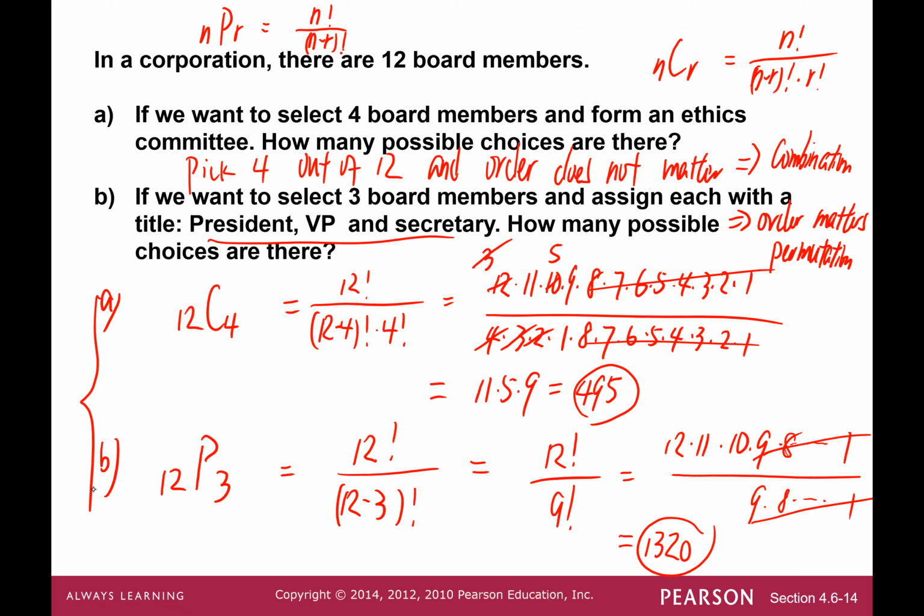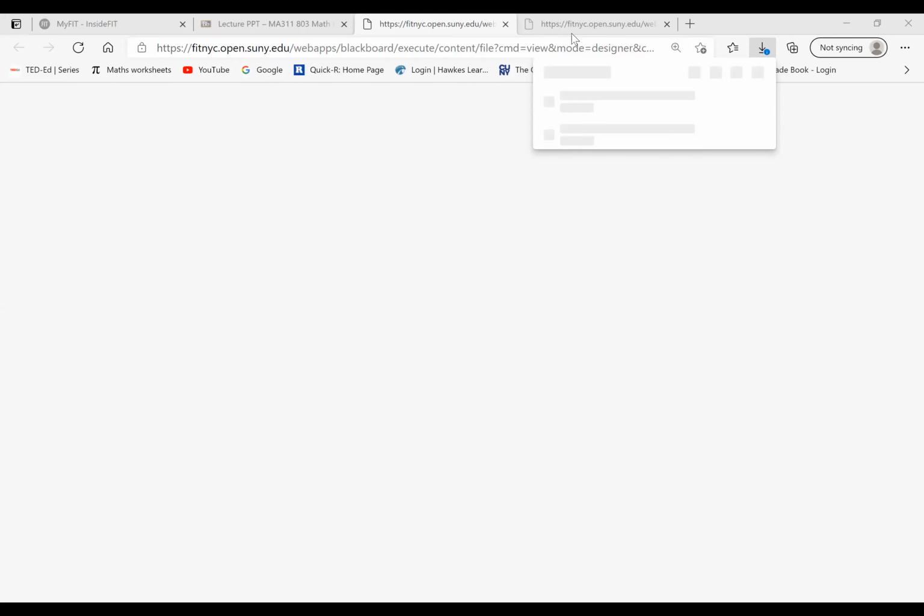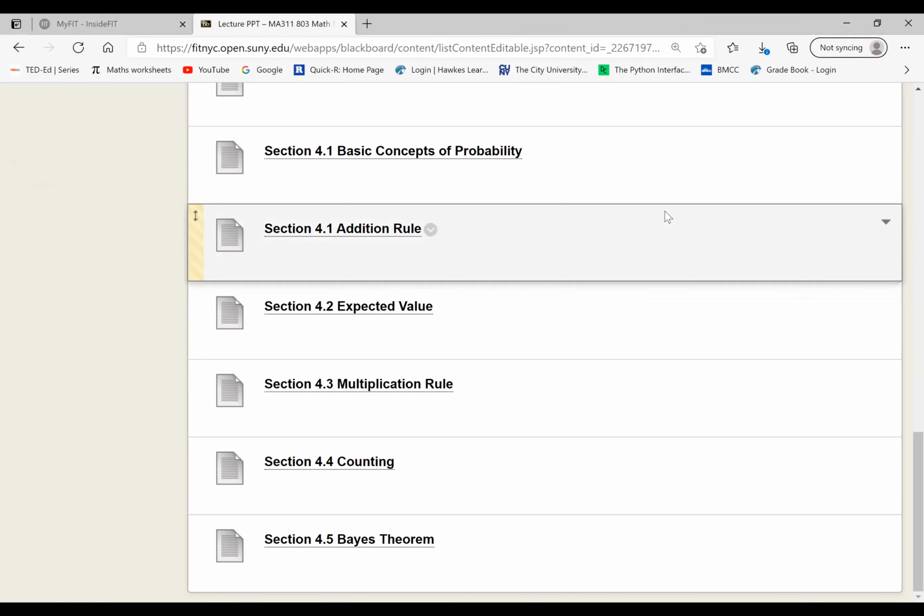And this is also very useful knowledge to have in terms of handling real life problems. Okay. And this is pretty much everything on the section about counting rules. And also the last section we're going to go over is Bayes theorem. And then also I'm going to mention the homework assignment one more time once we finish lecturing.